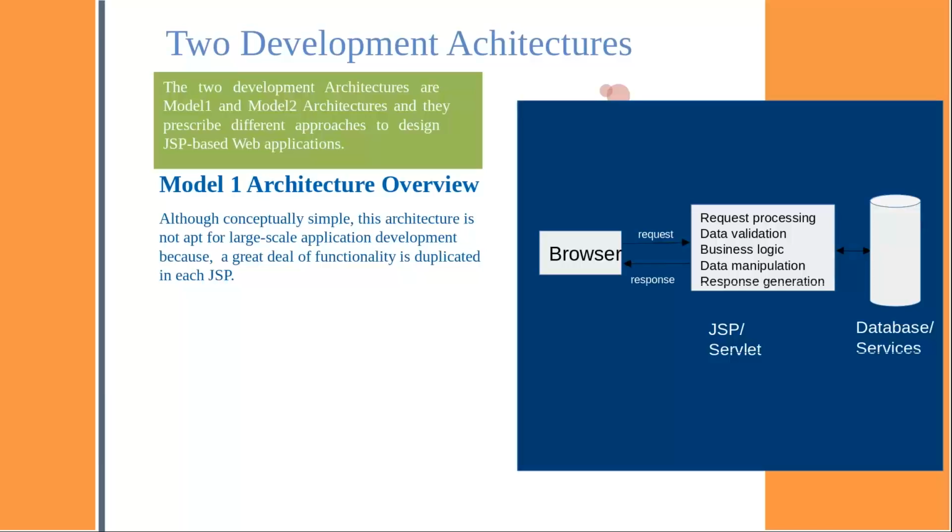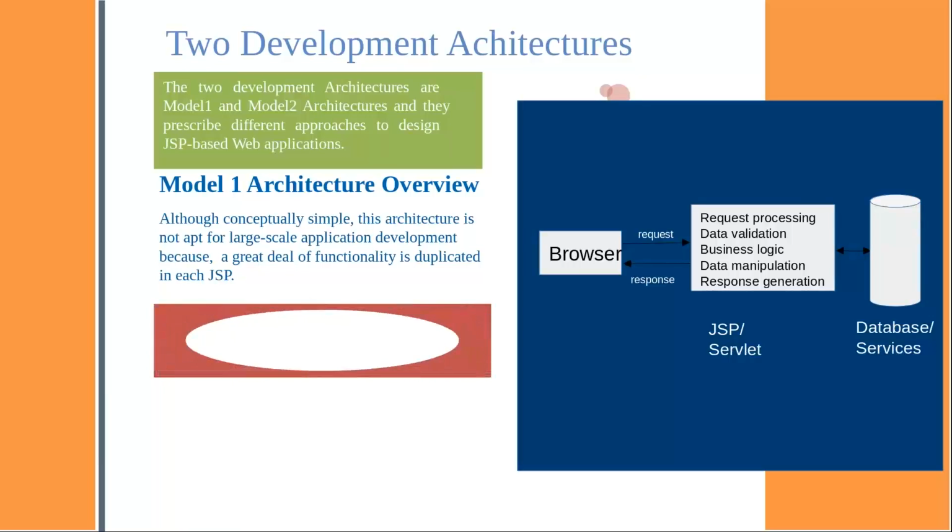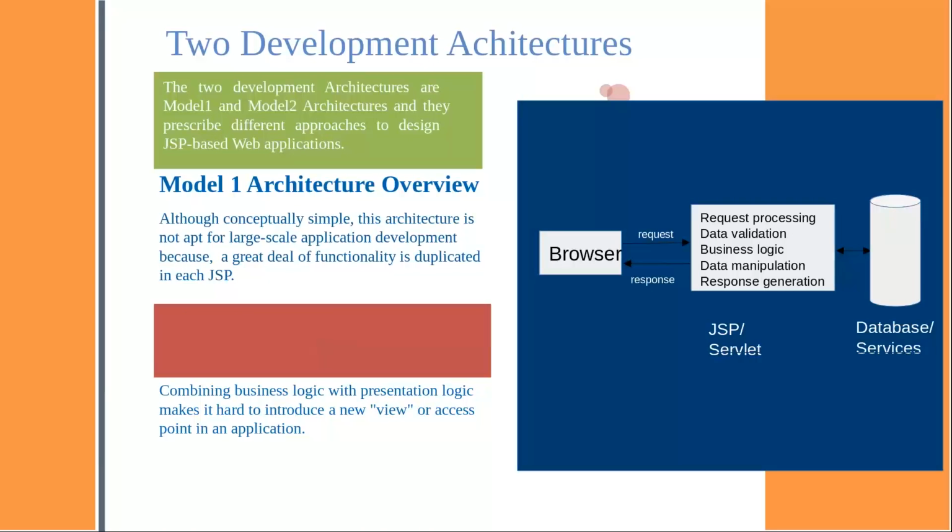Combining the business logic with the presentation logic makes it hard to introduce a new view or access point in an application. So when you combine the business logic with the presentation logic, it's hard to introduce a new view. Here you can see the diagram of how the Model 1 architecture works.